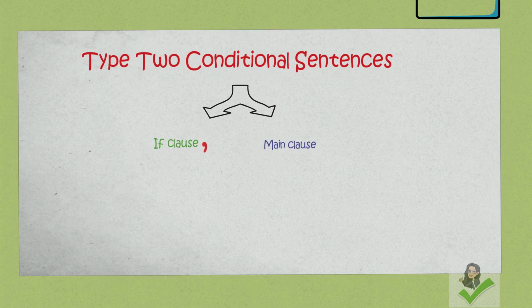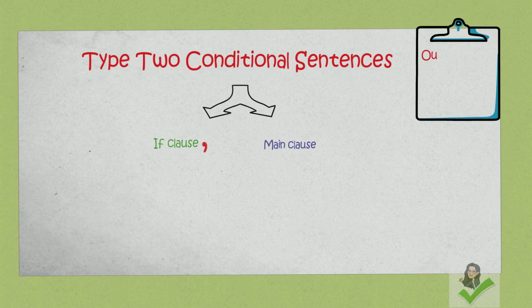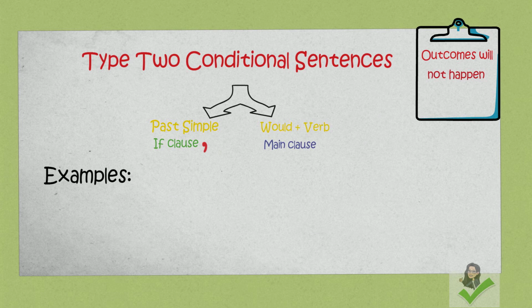Type 2 conditional sentences are used to express outcomes that will not happen. Use the simple past in the if clause and use would plus the base form of the verb in the main clause. For example, if I won the lottery, I would buy a fancy car. But I did not win the lottery.